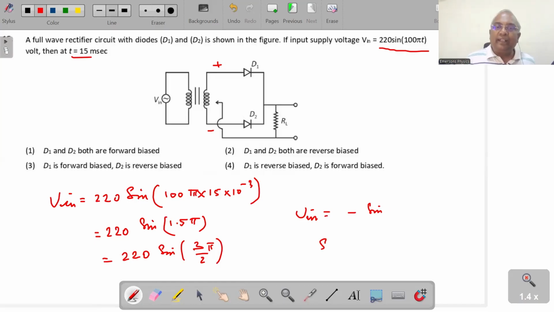Sin 3 pi by 2 is nothing but minus 1. That means the input signal starts with minus. So D1 should have the negative terminal and D2 the positive. Here the negative is connected to the P side of the material, so D1 is reverse biased and D2 is forward biased. That's the answer, so let us understand. Sin 3 pi by 2, 270 degrees, is nothing but minus 1.